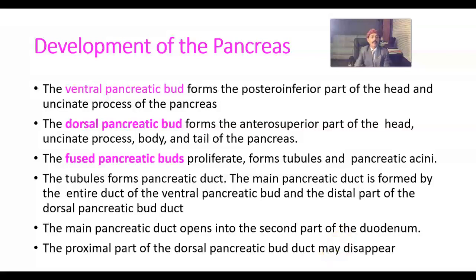The proximal part of the dorsal pancreatic bud duct may disappear, but it may not disappear. It may stay as an accessory pancreatic duct that opens around 2 cm above the main pancreatic duct in the second part of the duodenum.